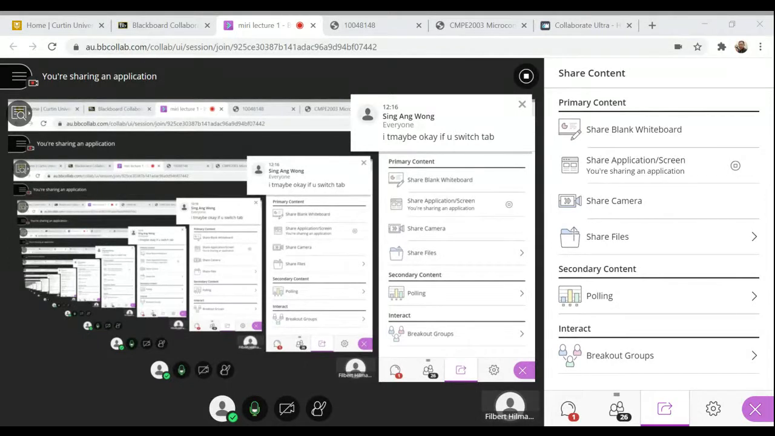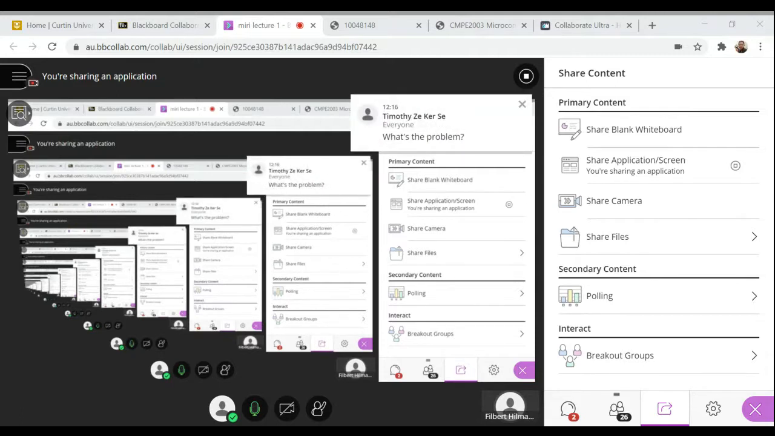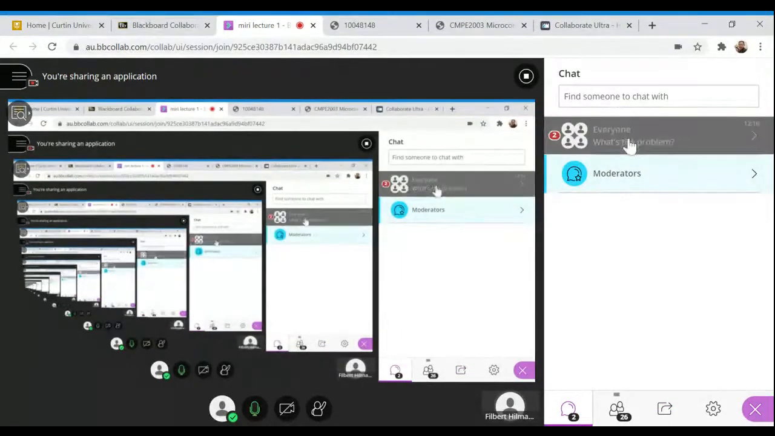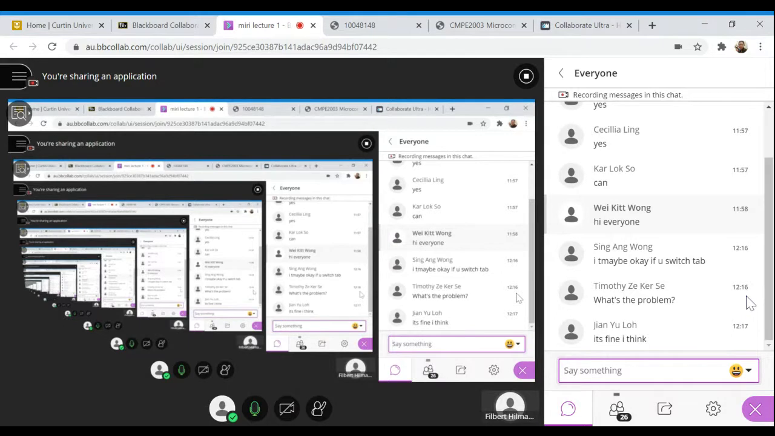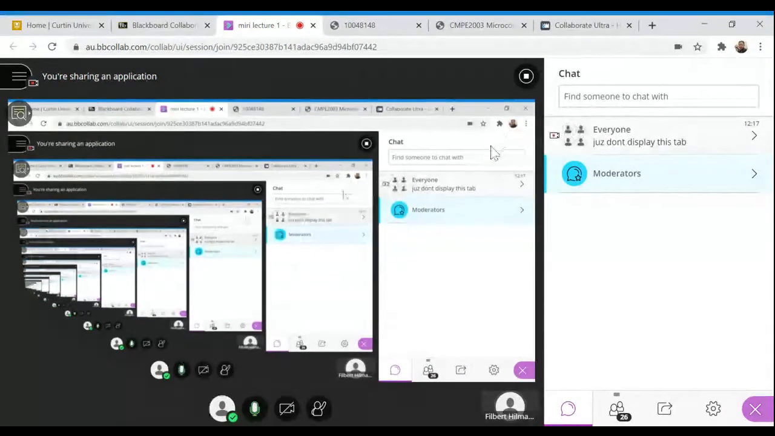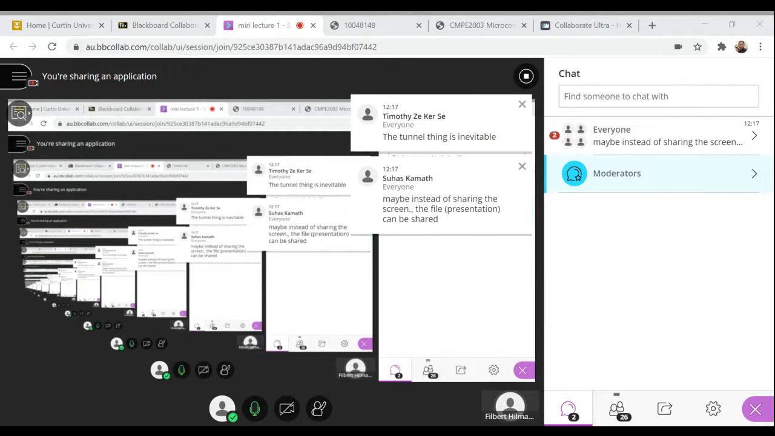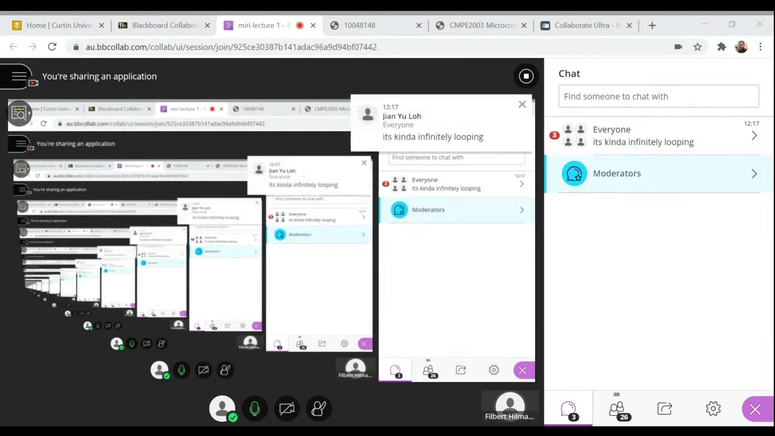Philbert is saying it's not okay. Still not okay. I wonder what is going on with this Ultra thing. Let me do something and just not display the tab. Okay, if I don't display the tab, can you see the screen showing microcomputer organization overview? Can you see nicely right now?